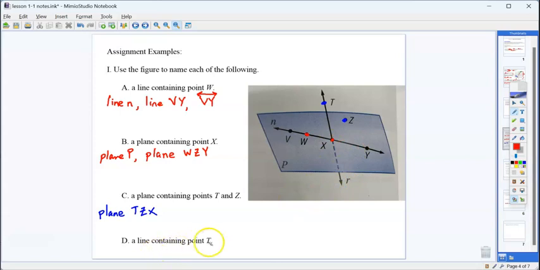And then finally, letter D, a line containing point T. All right, so we could say that's line R, using the lowercase script letter R down here at the bottom. We could say line TX or XT, or we could also use the line symbol using the letters TX. Any of those would be fine. Again, based on what we talked about on our previous slide, there are several different ways of naming a line correctly.